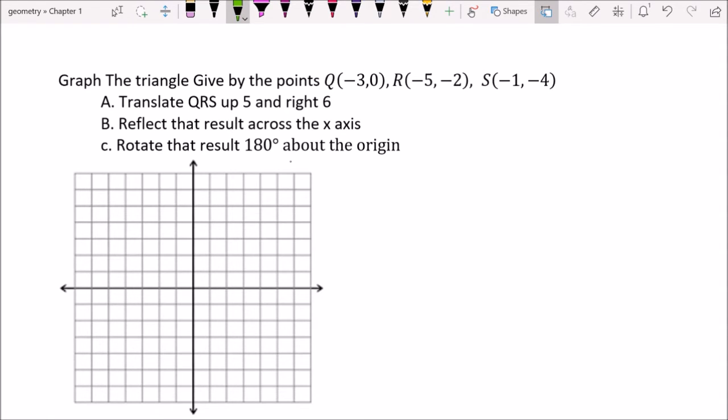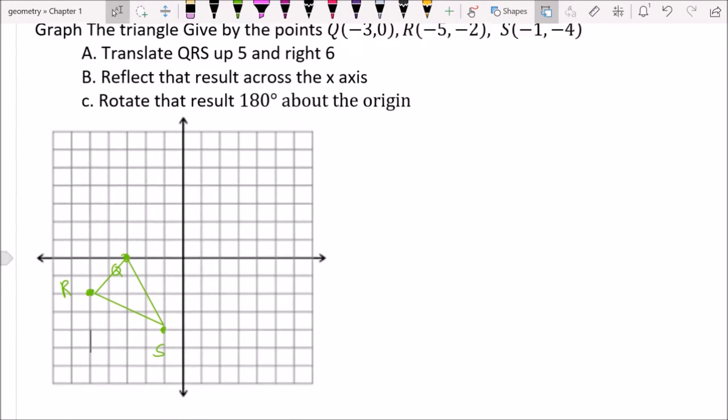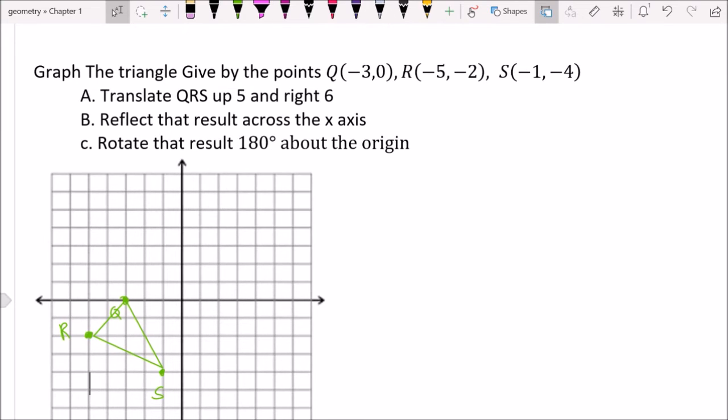Okay, let's start graphing. So point Q at -3, 0. So I'm going to call that point Q. R at -5, -2. And S at -1, -4. And they said it's a triangle, so I'm going to connect the dots. All right.